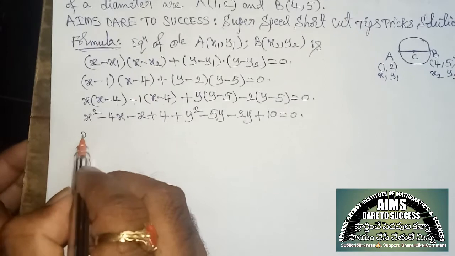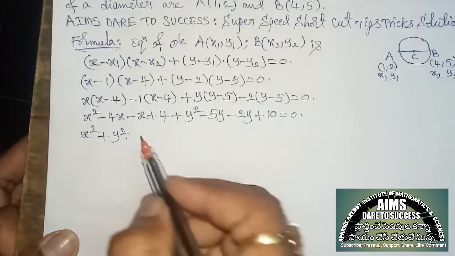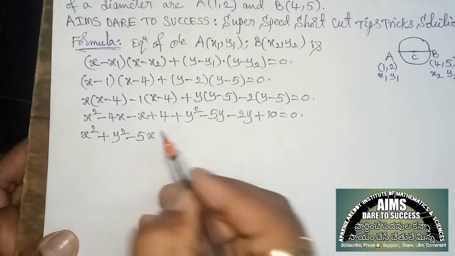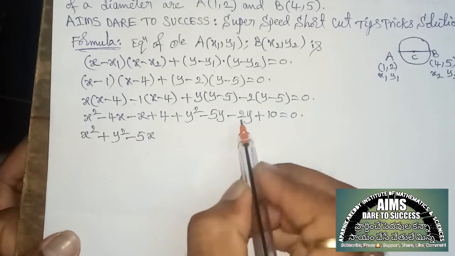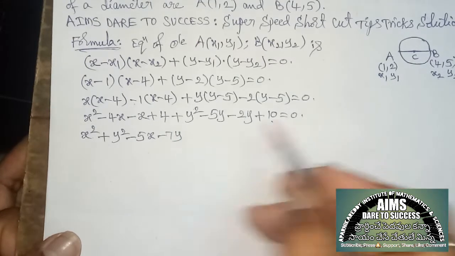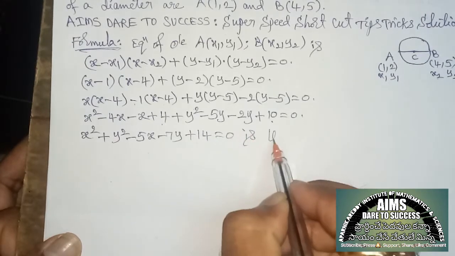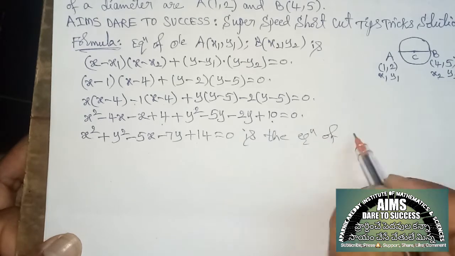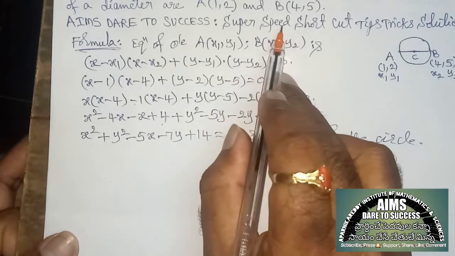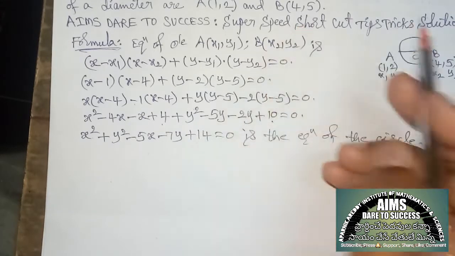Write serial-wise: we get x square, after that y square. After that x terms: minus 4x minus x is minus 5x. Next y terms: minus 5y minus 2y is minus 7y. After that constant terms: 10 plus 4 is 14, is equal to 0. This is the equation of the circle according to the given points (1, 2) and (4, 5).